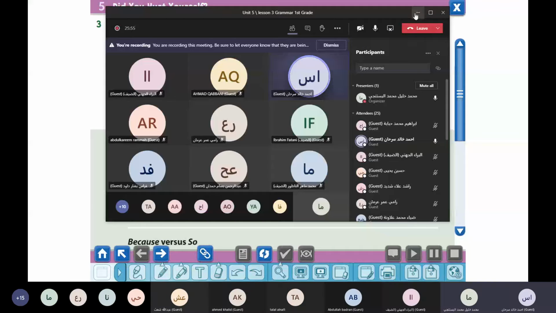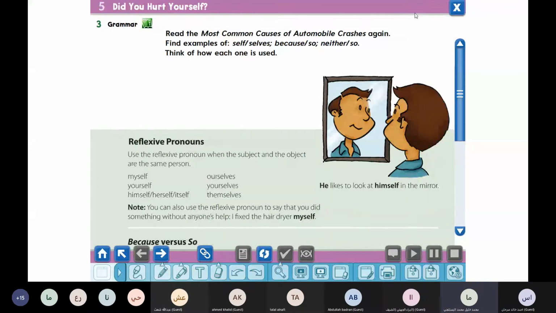Okay. Now let's start with the grammar section. Read the most common causes of automobile crashes again. Find examples of self, selves, because, so, neither.